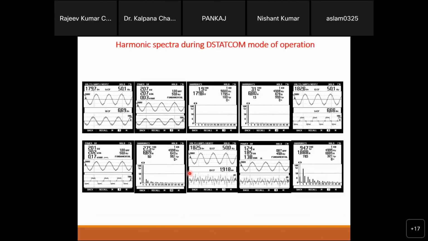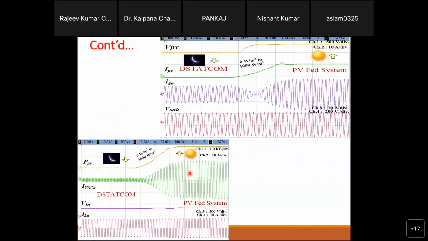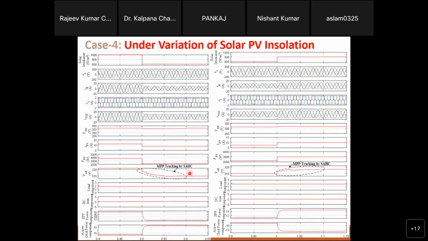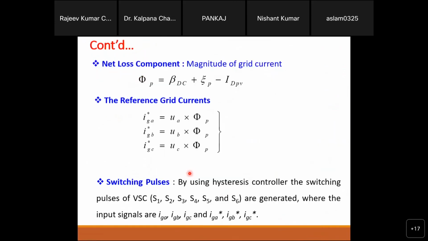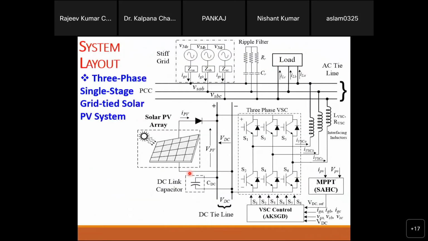But this is in the three phase. One thing I want to highlight also. Here I have this control. What control did I discuss? This is for this system. This is for this system, meaning this is, you can say, a single stage system.